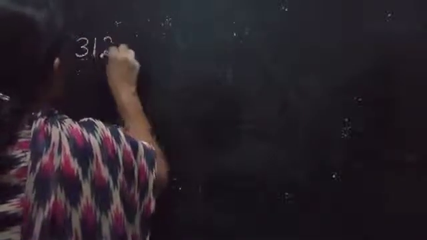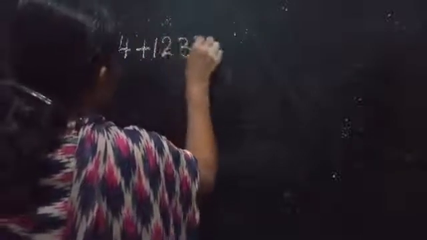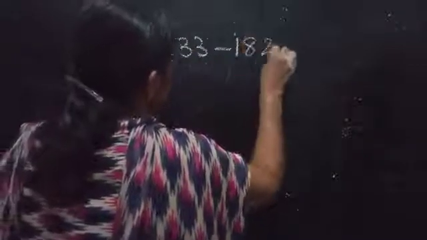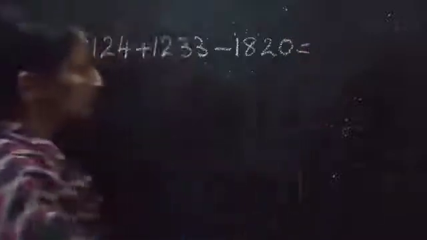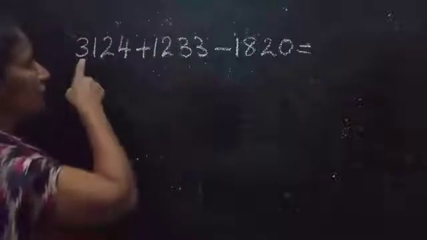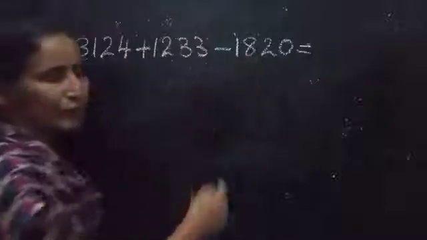Children, now we are going to learn addition and subtraction together. Okay. For that, just let me show. 3,124 plus 1,233 minus 1,820. You have a question like this. Here, 3 numbers are given. 2 numbers to be added and 1 number to be subtracted.